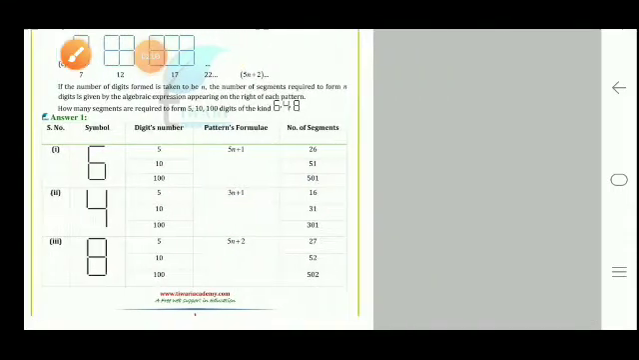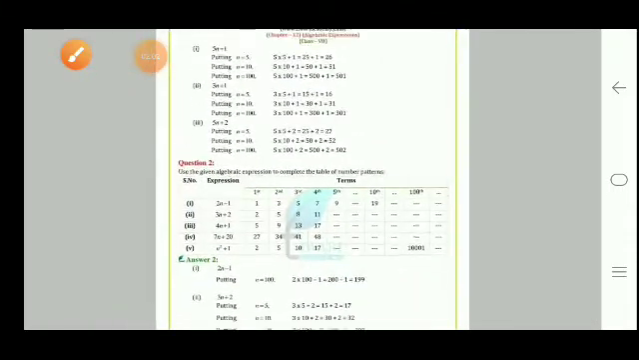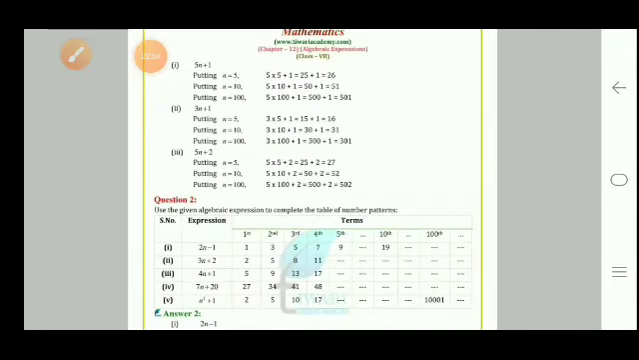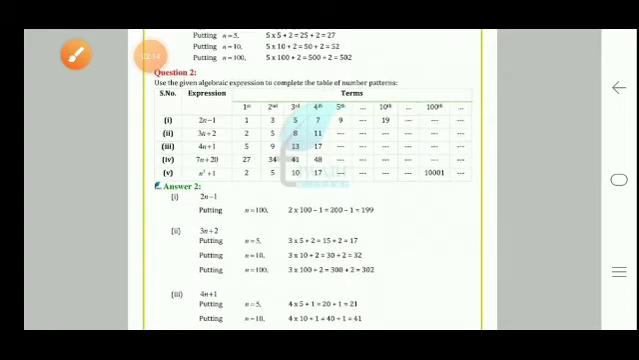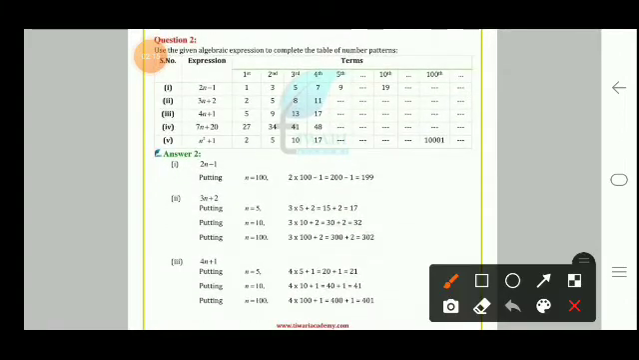So these are the answers of the first question: 26, 51, 501, 16, 31, 301, 27, 52, 502. Now in question number 2, they are saying to use the given algebraic expressions to complete the table.